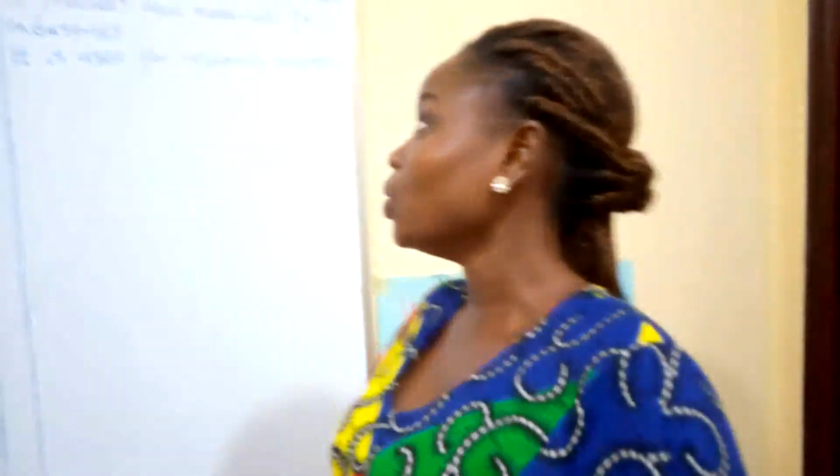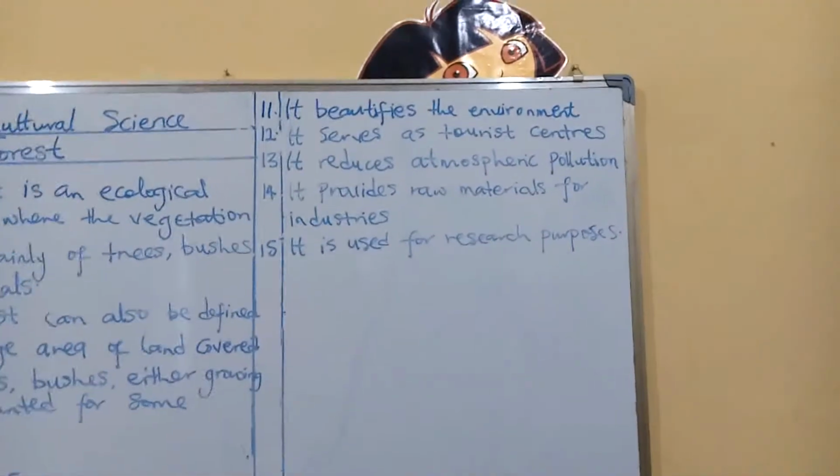Well, of course, you know that plants take in what? Carbon dioxide, and they give out what? Oxygen for you and I to survive, so we should give kudos to them. Okay, number 10 is that it beautifies the environment.